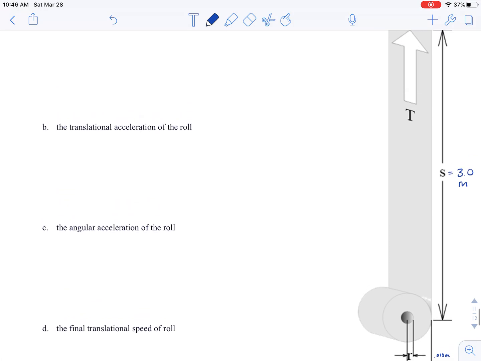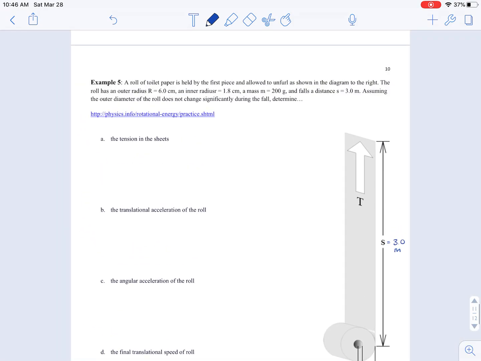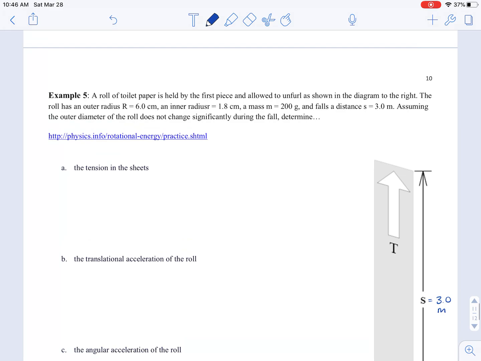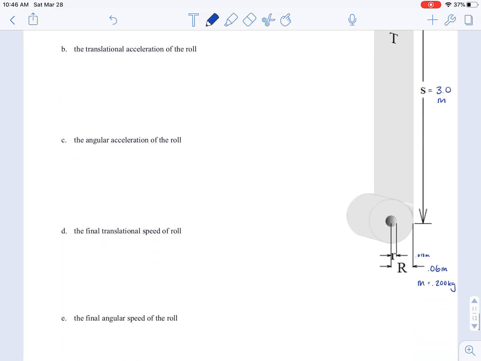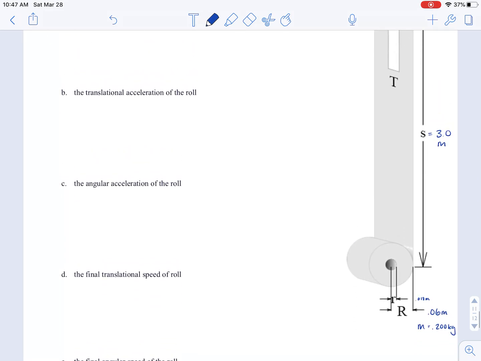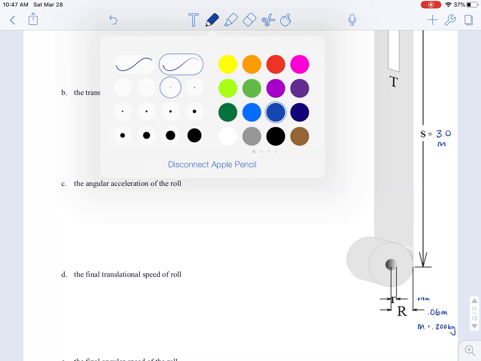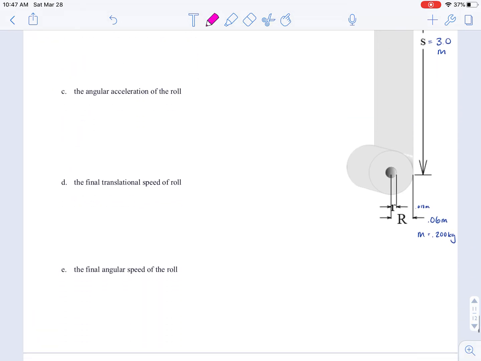Okay, now this is a situation where we're going to have to incorporate two different sets of concepts that we've learned. We're going to have to think about the linear motion of the toilet paper roll, and we're also going to have to think about the angular motion of the toilet paper roll. We're actually going to have to think about both of them. So let's start with what we learned first, which is net force.